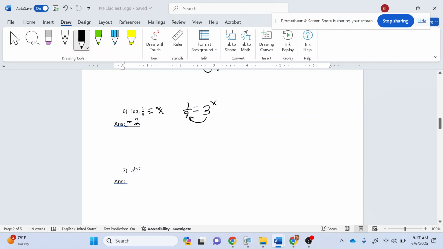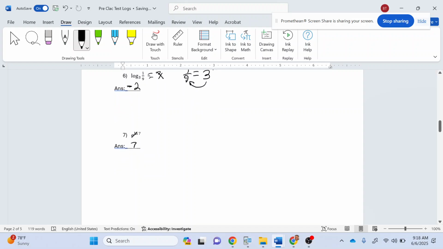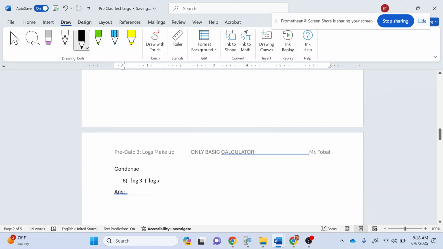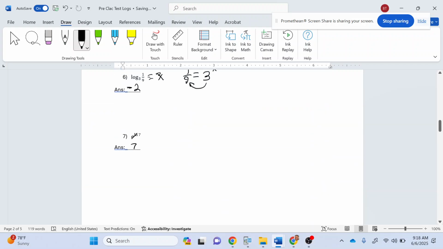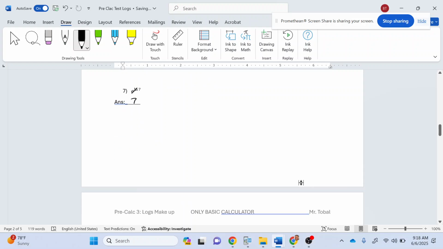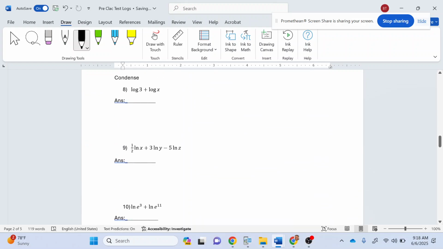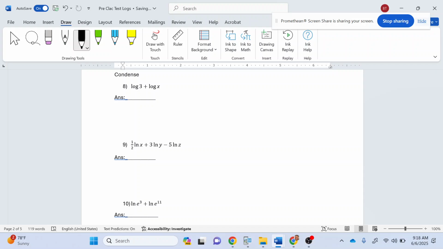You can do log 3. No, you can't do log. Well, you've got to find the button for it. Maybe you can: e to the power of ln 7. Again, they cancel out. That's just 7. Negative 2? Negative 2. Negative 2. I agree.